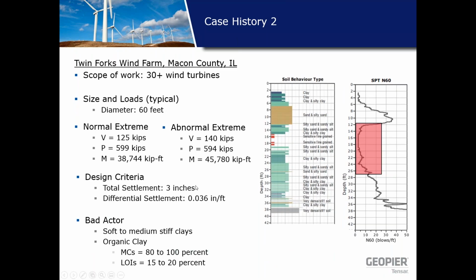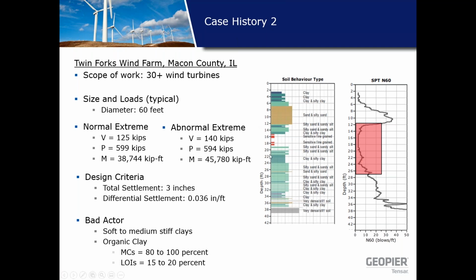Okay, a second case history. This was a much larger project. This was 30 wind turbines in Macon County, Illinois, the Twin Forks Wind Farm. Similar loads as the first case history: 60-foot diameter foundations, 125 to 140 kip shear loads, 600 kip axial loads, and moments in the range of 39,000 to 46,000 kip feet. Same design criteria, 3 inches of total settlement and 0.036 inches per foot of rotation.